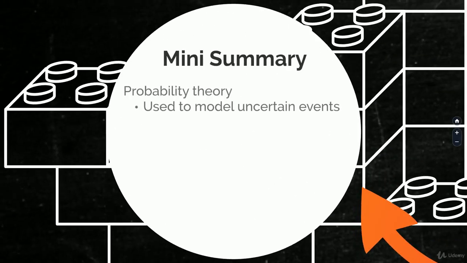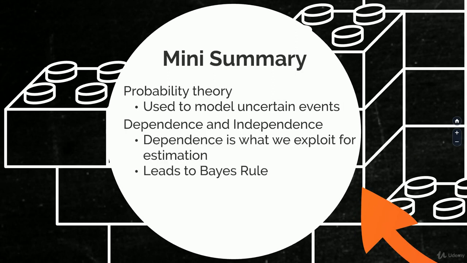So let's do a quick mini summary. Probability theory is used to model uncertain events. Dependence and independence is what we end up exploiting for estimation, which leads us to Bayes' rule. Finally, prior probability matters, the prior probability of AIDS in our example. And combining tests improves outcomes significantly.